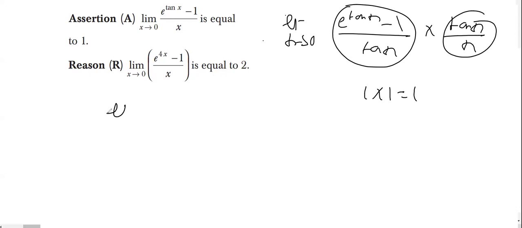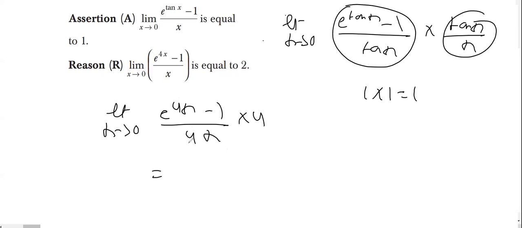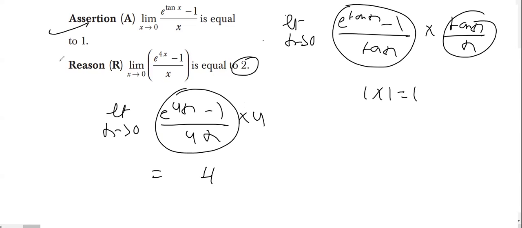For the reason here, we have limit x tends to 0, e raised to the power 4x minus 1 over x. So I need to make it 4x. So I multiply and divide by 4. This part will give you 1 and this is 4. So this is saying 2. So we will say that the assertion is correct and the reason is false. So C will be the correct option.